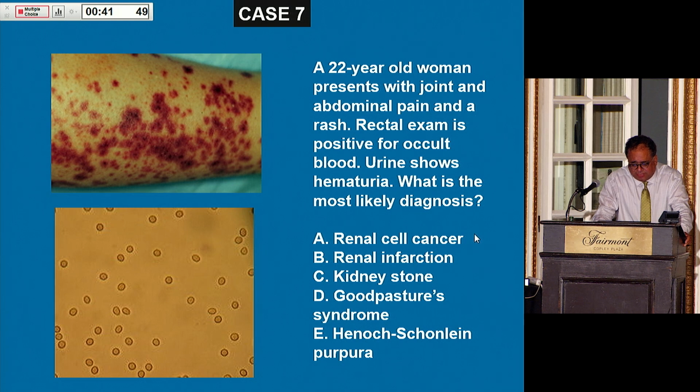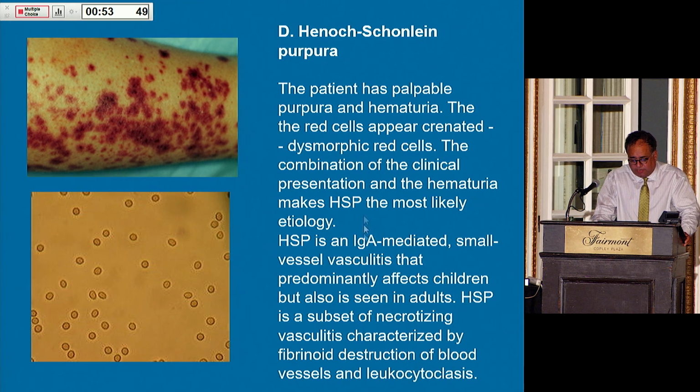This isn't renal cancer, because renal cancer is not usually associated with this vasculitic type, not renal infarction, not kidney stone. Goodpasture syndrome is generally not associated with a rash. So this is only one possibility, and you all got it. The cells, as I said, are crenated. HSP is an IgA-mediated small vessel vasculitis that predominantly affects children. It's also seen in adults. It's a subset of necrotizing vasculitis characterized by fibrinoid necrosis of the blood vessels and leukocytoclasis.